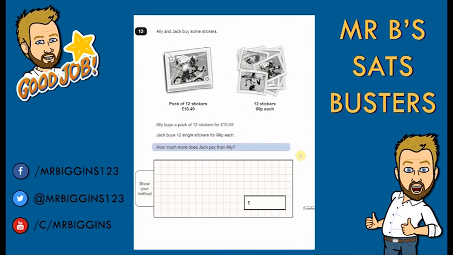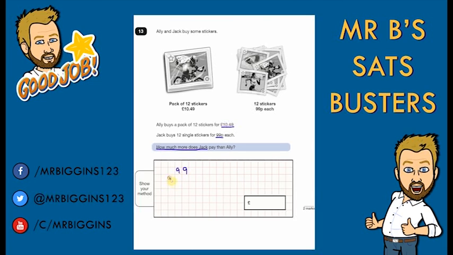Question 13. Ali and Jack buy some stickers. Ali buys 12 packs of stickers for £10.49, and Jack buys 12 single stickers for 99p each. How much more does Jack pay than Ali? So we need to know how much more Jack's going to pay. But to know that, we need to know how much each of them paid. We know Ali's paid £10.49, but we don't know how much Jack has paid. So he has 99.